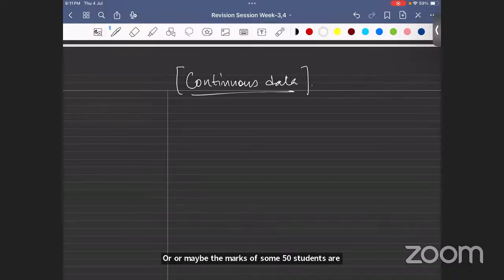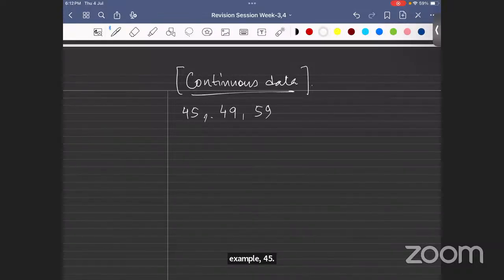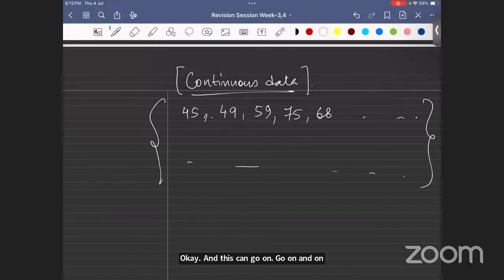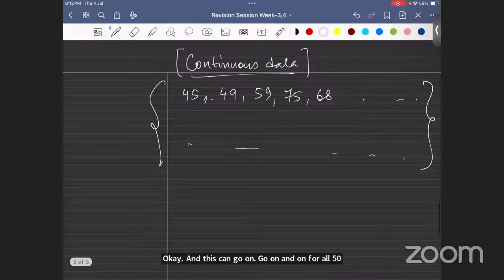So the marks for these 50 students can be, for example, 45, and then you can have 49, 59, 75, 68, somewhat like this. And this can go on and on for all 50 students. Now how will you deal with this type of data set, where you have n number of data points?